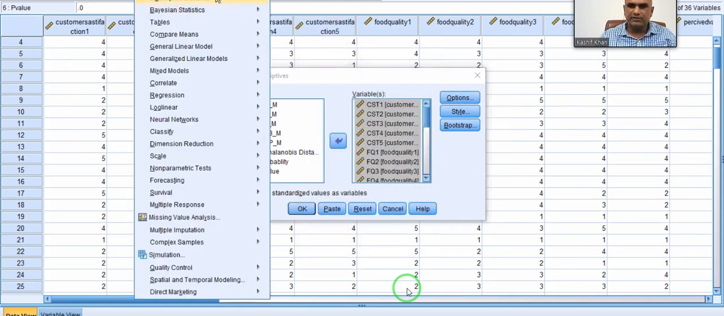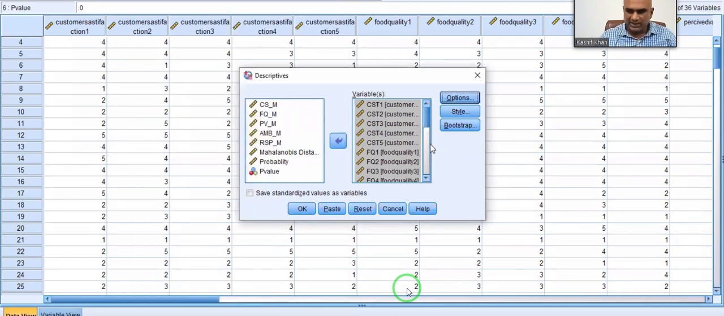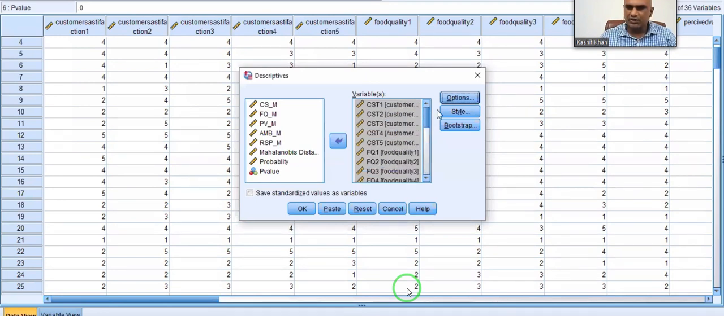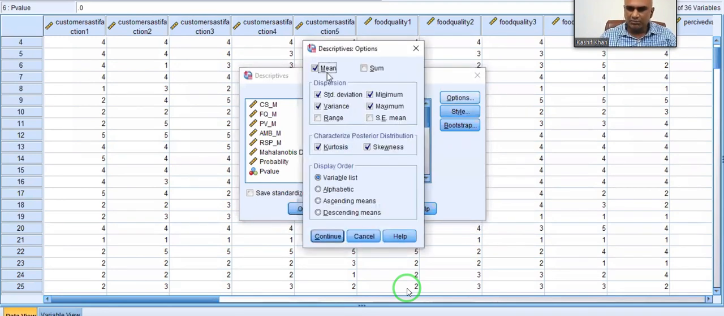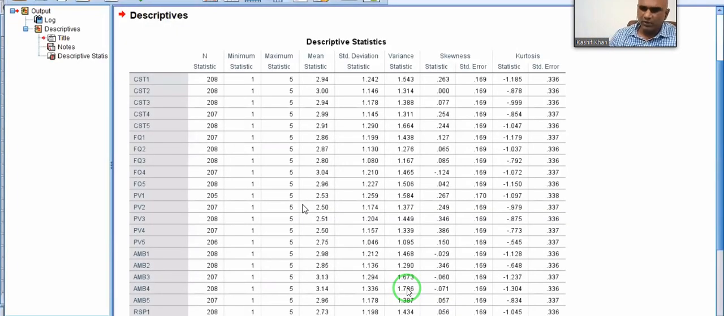Analyze, Descriptive, and Descriptive. Then I came here and selected all my items, not the mean value, on my age, education, demographic data, gender. Then I went to Options: mean, standard deviation, minimum. It's up to you what you want to take. I don't like that one. Range, maximum, standard error, whatever. I'll just keep it as it is, and let's go back. Let's take a look at what happens.